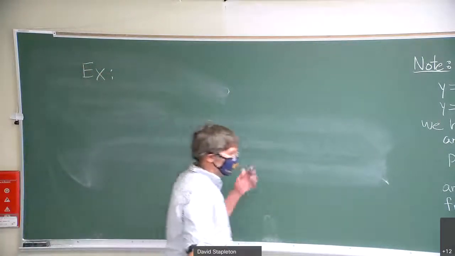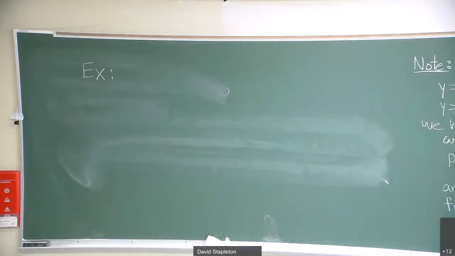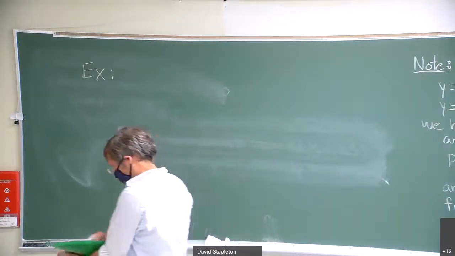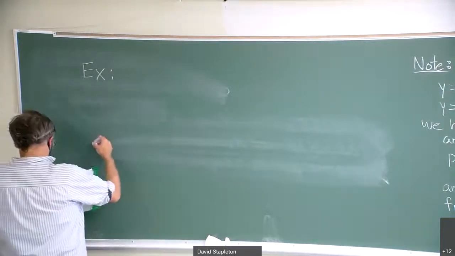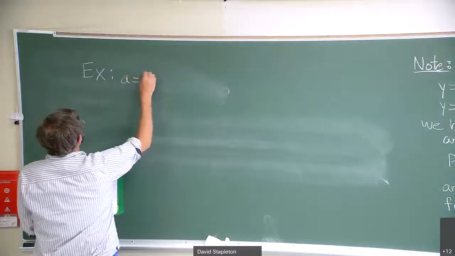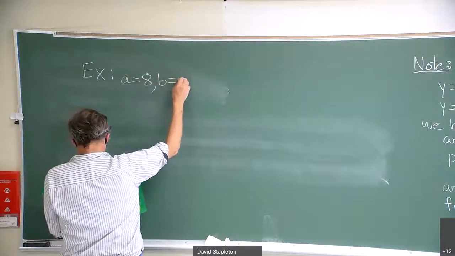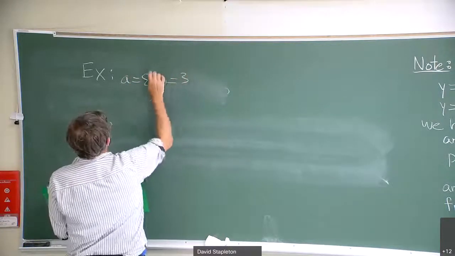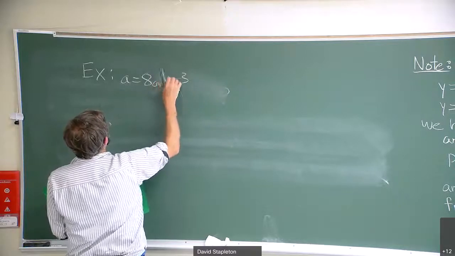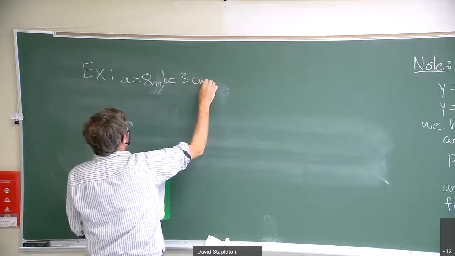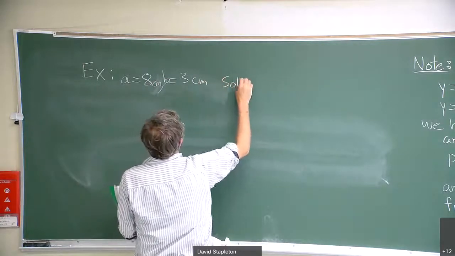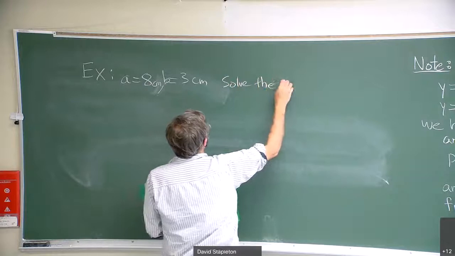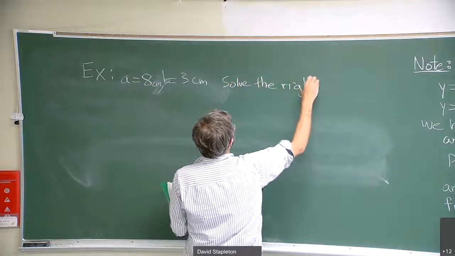Let me take the problem off of here. I'm going to have some problem to solve a right triangle in there. Suppose I ask this one. If A equals 8 and B equals 3 centimeters, solve the right triangle. There's a tacit assumption going on here, right?